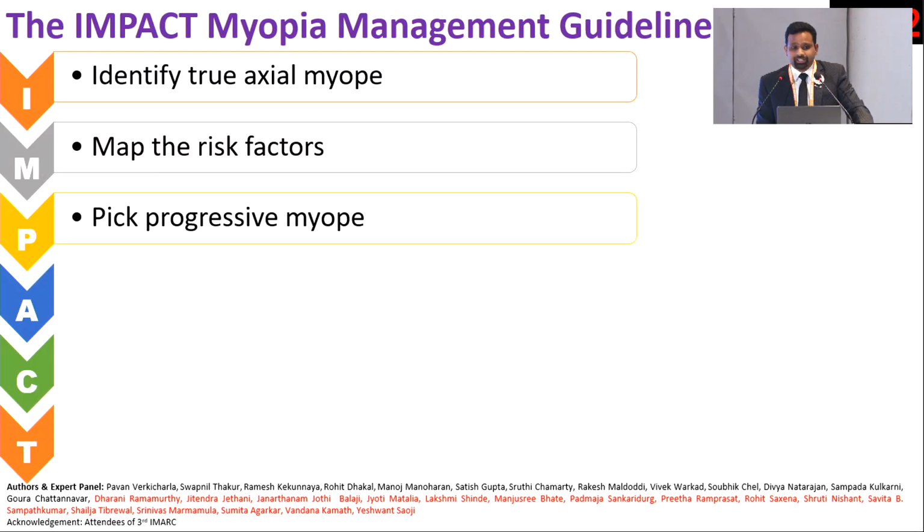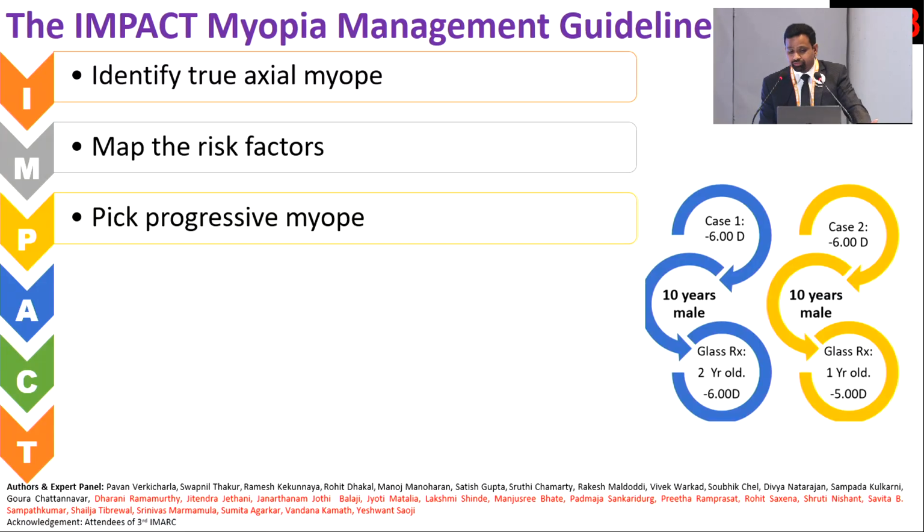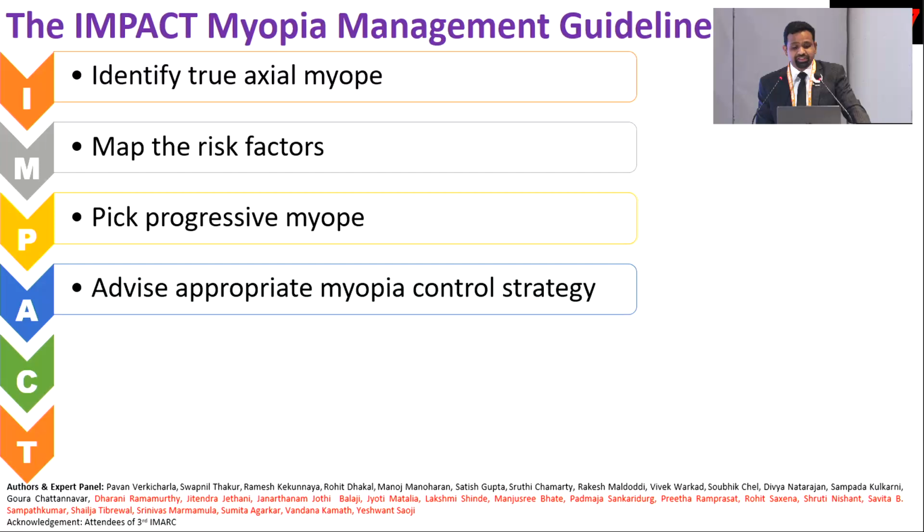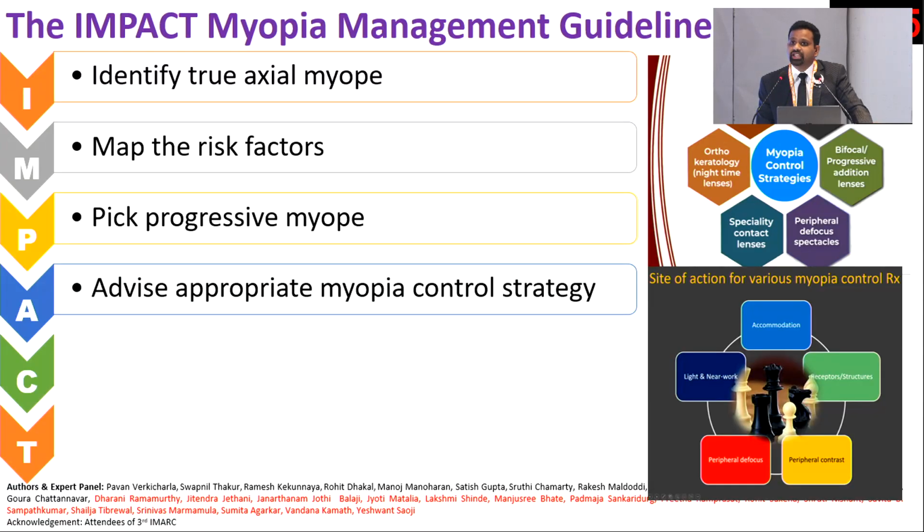P stands for pick a progressive myope. Just because they are myopes, they don't have to be progressive myopes. Unless you have progressive myopia, there is no point for us to trigger some unnecessary treatment, as I have discussed already in the 2 cases. Given that we have multiple options, there's no point in shooting in the dark. Otherwise, you will not get the desired outcomes.